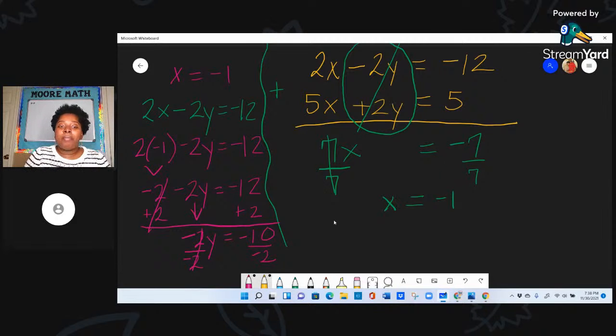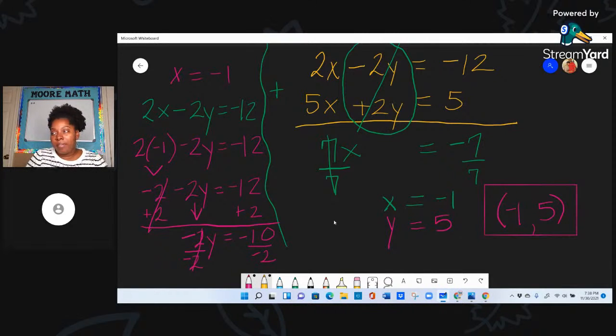So now we have y equals 5, okay? And how do I write this as a coordinate? Negative 1, 5. Good. And this is our solution. So x is negative 1, y is 5. This is the point where they both meet.